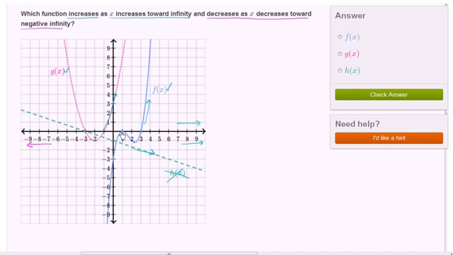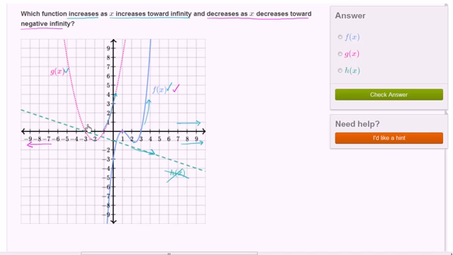f of x kind of goes up and down here, but this was a local maximum point, and this was a local minimum point over here, not a global one. As we move to the left of this local maximum point, as we get smaller and smaller x's, we see that the function is decreasing. So it does seem to meet the second constraint. It decreases as x decreases toward negative infinity. So it meets that constraint.